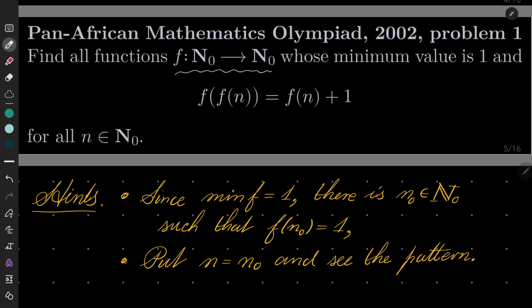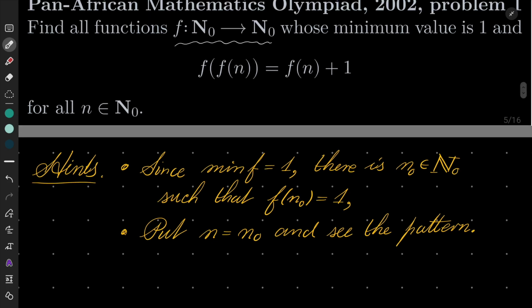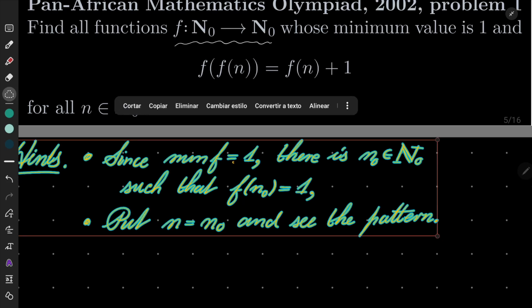So my hints for this problem: use the information that the minimum of our function is in fact 1, which allows us to write that 1 equals f of n sub 0 when n0 is some number, and then put n equals n sub 0 and see the pattern emerging. So give the problem a try. It's not very difficult, and I will see you in a minute.